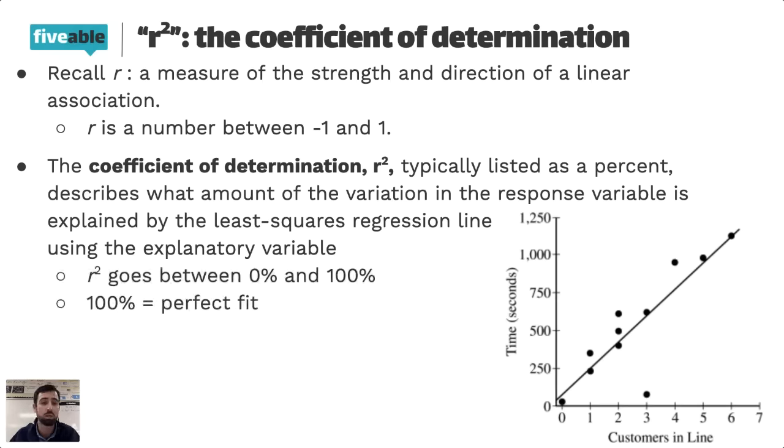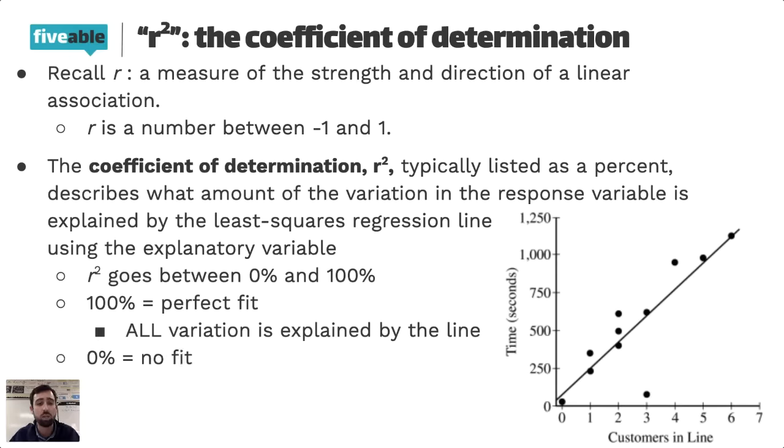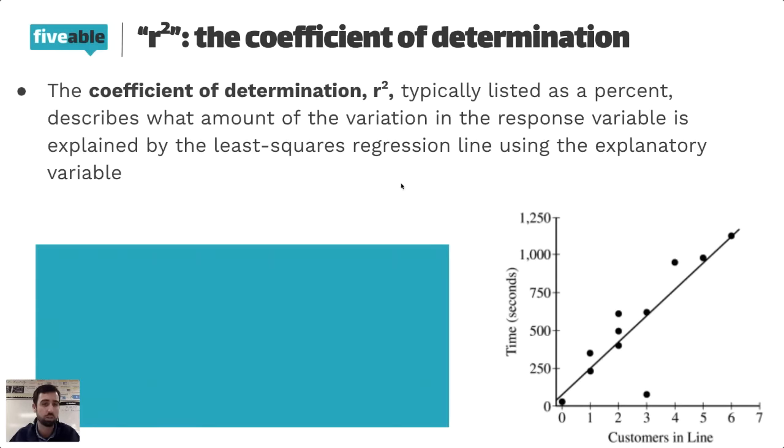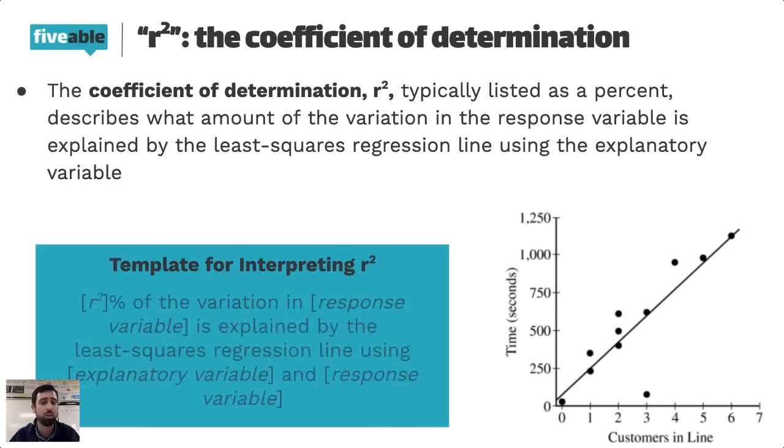It goes between 0 and 100. 100 equals perfect. 0 is not perfect at all. All variation is explained by the line, and 0 is no fit, in which no variation is explained by the line. Here's a template for interpreting R squared.